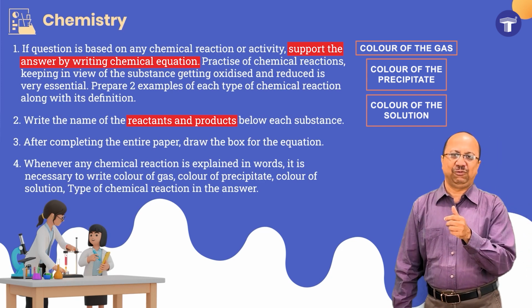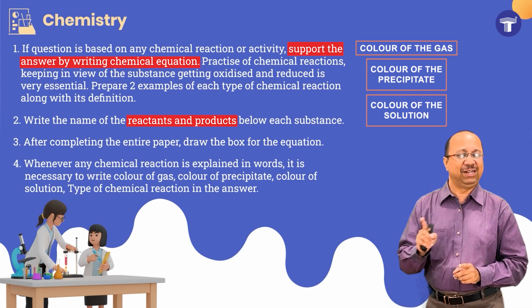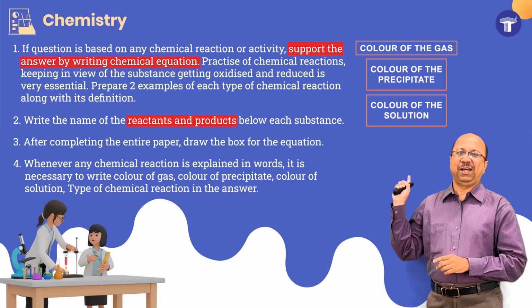Normally, जो fumble होता है children का, वो यहाँ पे होता है. They know chemical reactions very well. They know reactants and products very well. But very few people are prepared with this.